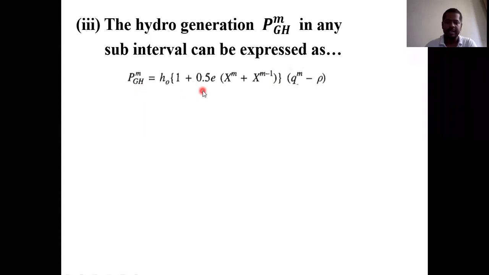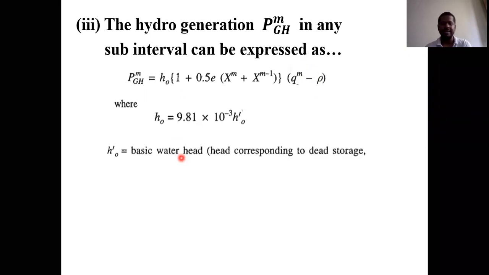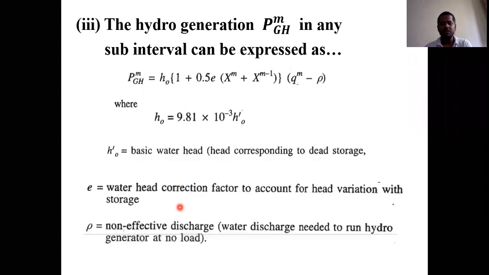And one more constraint is hydro generation. So already we know hydro generation completely depends upon the head, and it is nothing but storage, and it is nothing but water discharge. So when you are observing this equation, easily you can understand that this PGHM completely depends upon water head and water storage and water discharge, where H0 is nothing but 9.81 into 10 power minus 10 H1 dash. Already explained what is the meaning of H0. H0 is nothing but a basic water head. Okay. And one more thing, E is nothing but one of the factors. It is nothing but the head correction factor. So from the practical values only, we can get this E value.